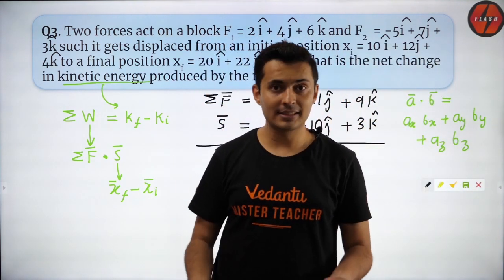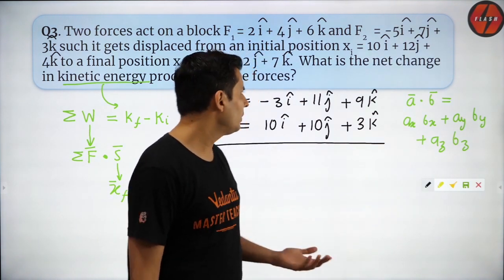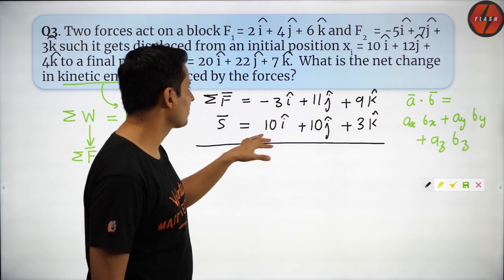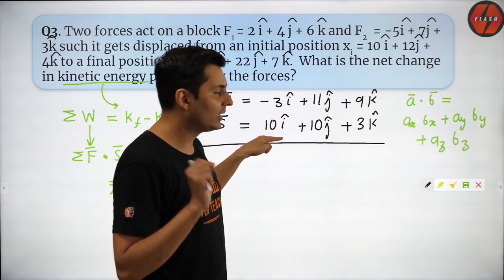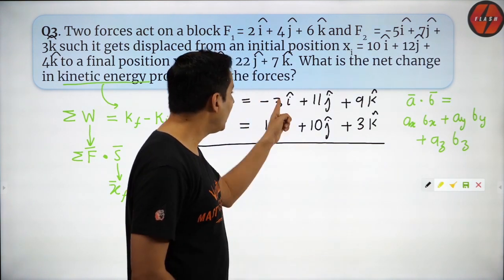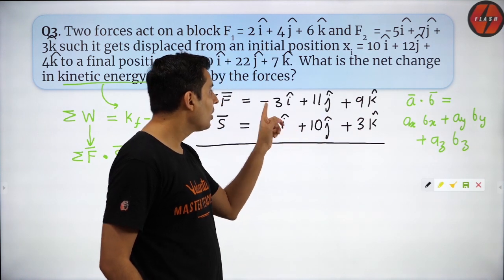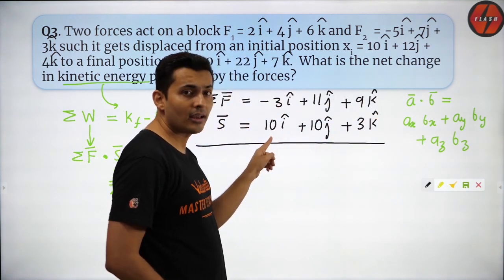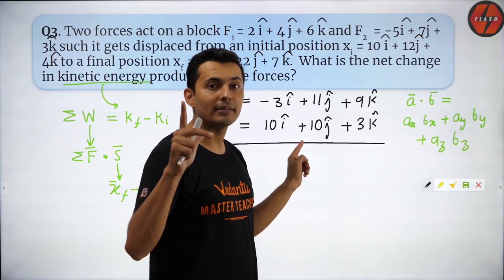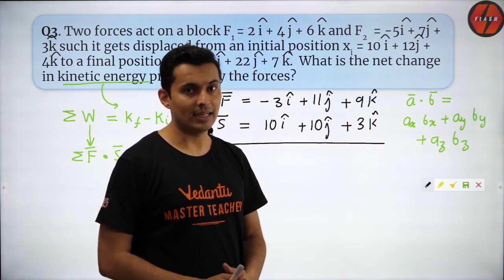X goes with X, Y goes with Y, Z goes with Z. Reason? Think about it. When I multiply both these terms, I dot I is 1, J dot J is 1, K dot K is 1. But I dot J or J dot I or J dot K or K dot J or I dot K or K dot I, all these are mutually perpendicular vectors. So their dot product will be 0. So they will not come in the expression.